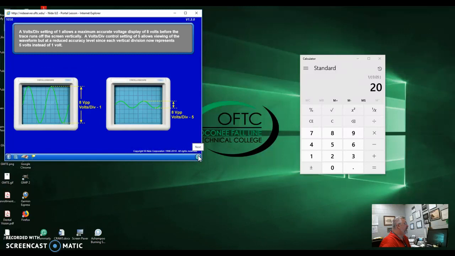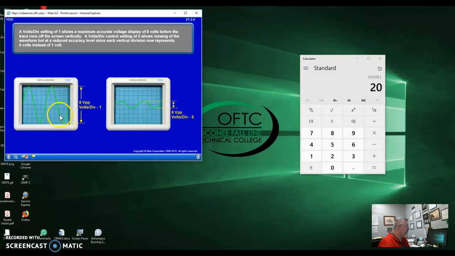And of course, the bigger we get it, the more accurately we can see it. Using a scope, it's fairly subjective. Both of these are showing 8 volts peak to peak, and when we say peak to peak, we're talking about the high peak to the low peak, or the low peak to the high peak. It really doesn't matter.